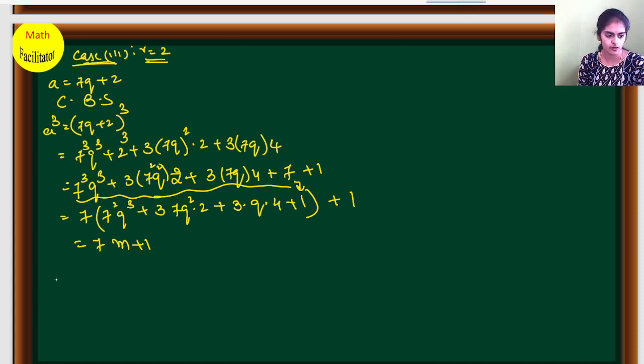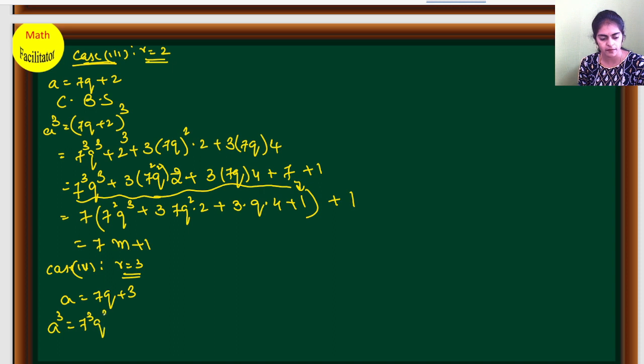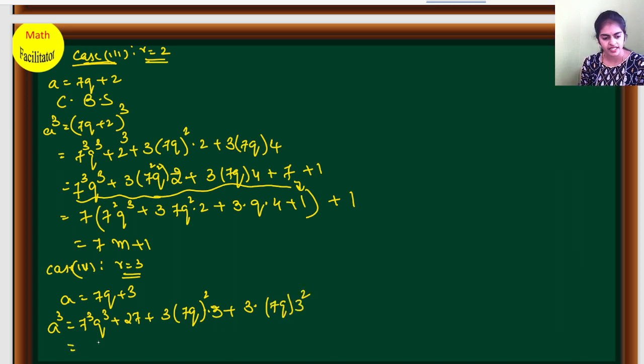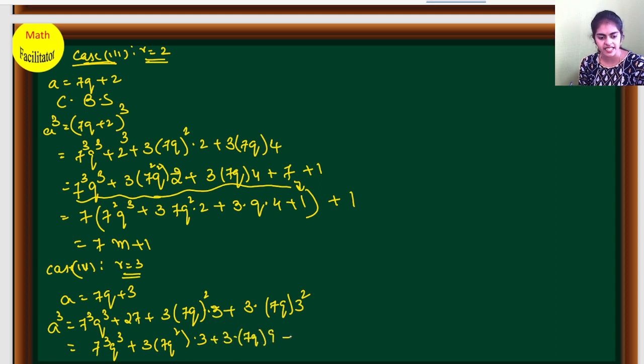This is little lengthy. So let us do case 4. So r equal to 3. So if I am taking r equal to 3, a equal to 7q plus 3. So cubing, a cube equal to 7 cube q cube, I am writing it directly, plus 3 cube is 27, plus 3 into 7q whole square into 3, plus 3 into 7q into 3 square. So that is again equal to 7 cube q cube. Let me write 27 at the end. So I have 3 into 7 q square into 3 plus 3 into 7q into 3 square. I am writing it as 9 plus 27.